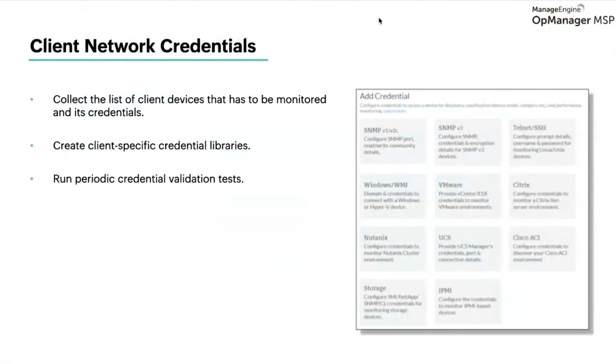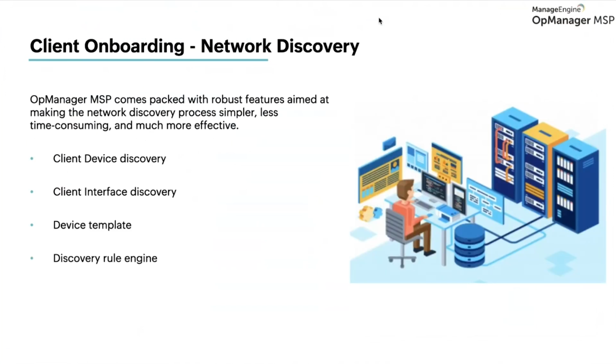So once the credentials are configured and ready, the next step is to discover devices in your client's network. So let's see how to do that. This network discovery process in OpManager MSP can be done in just a few steps, and it saves us a lot of time and effort. Not only that, OpManager MSP gives you multiple options to discover your client's network, making the process much more feasible. You can take advantage of client device discovery features to discover devices.